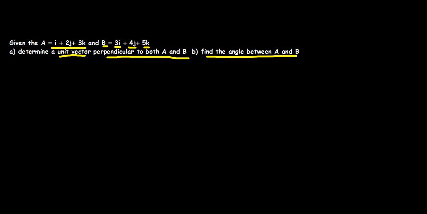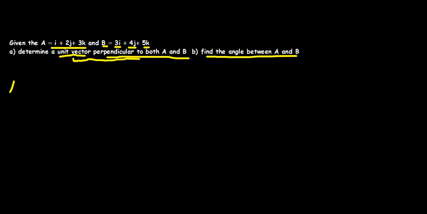So first of all, we are first going to find the vector that is perpendicular to A and B. How are we going to find that? We are going to do a cross product of vector A and vector B. And then after we find that cross product vector, we're just going to find its magnitude and then divide the vector by that same magnitude for us to get the unit vector. Okay, so let's find A cross B.